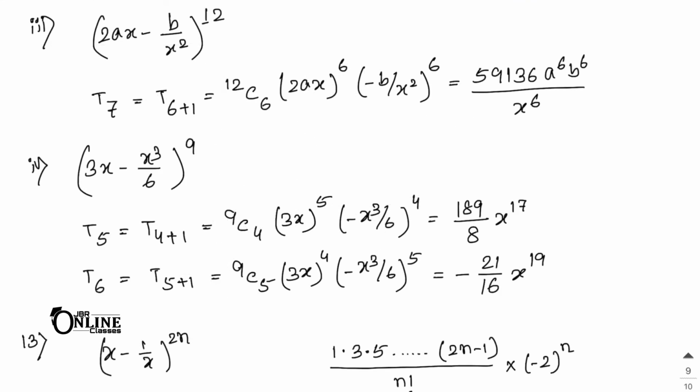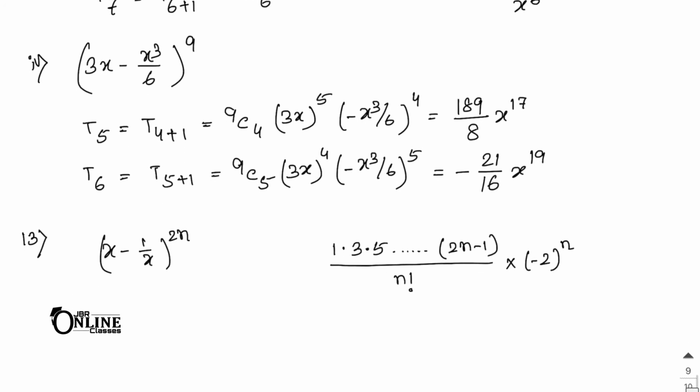So now for sum number 12.3 and sum number 12.4, it's very easy. For the first one, 12 is an even number, that means T7 will be the middle term, and for the next one n is 9, that means an odd number. So there will be two middle terms, T5 and T6. So I hope you can solve it.